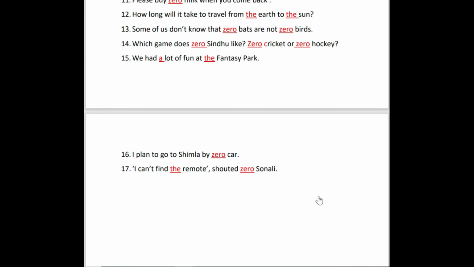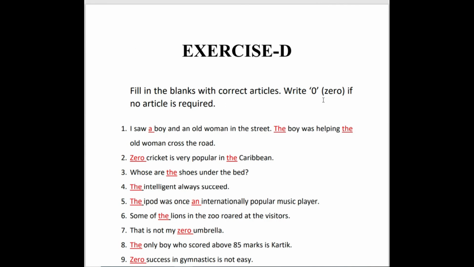So this was all about zero articles and indefinite and definite articles. I hope you all have understood the topic well and will definitely try to do more exercises based on the articles. We'll be meeting you soon with some more exercises.